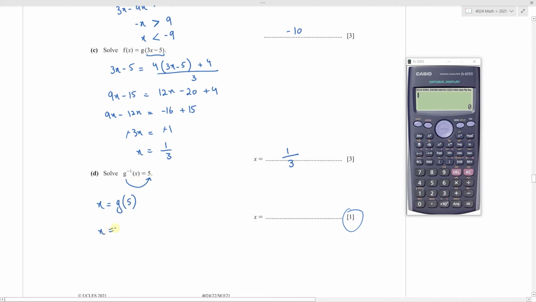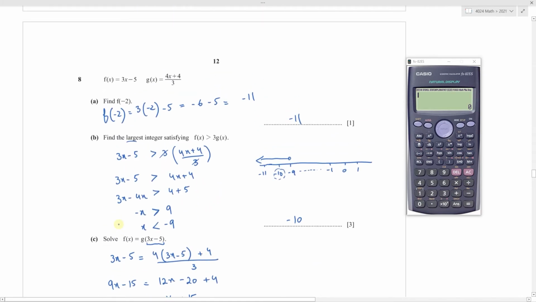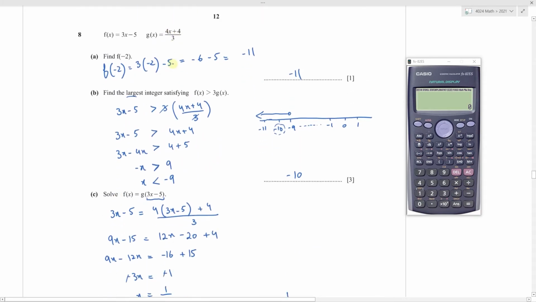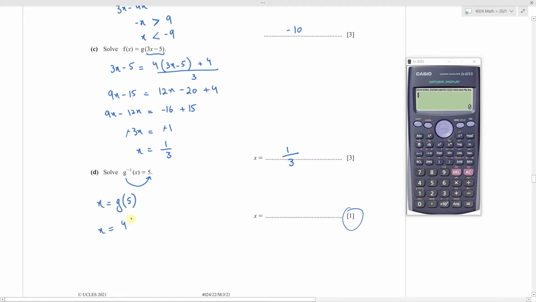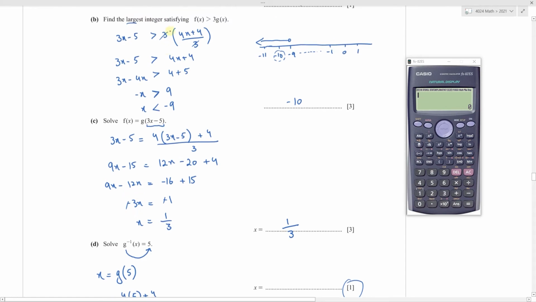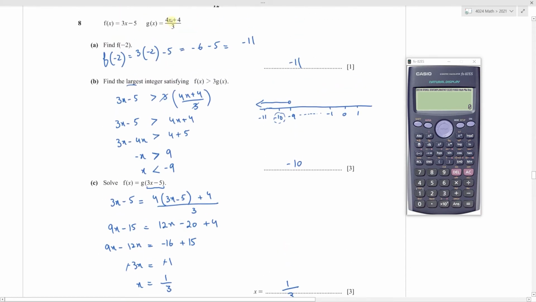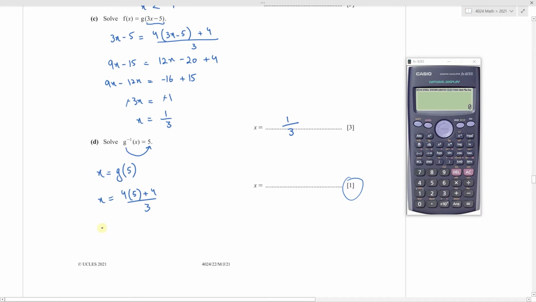So this inverse will become g of 5 on the other side of the equation. So now I simply need to find g of 5. What will be g of 5? 4x plus 4 over 3. So that means 4 times 5 plus 4 over 3. So I substituted 5 in place of x here. So now let's solve for x. This will become 20 plus 4 over 3, 24 over 3, which is 8.